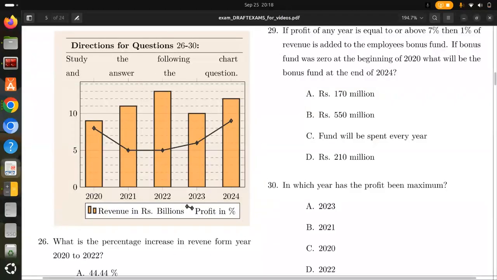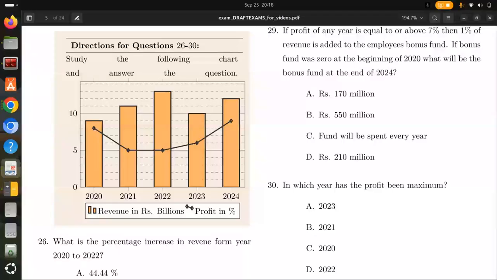So you can see a bar chart with a line chart which shows revenue in rupees billions, and the line chart shows the profit in percentage. So for all that, the y-axis is the same. Either it can be profit percentage or it can be revenue in rupees billion over different years of a particular company. Now, this is the chart, a simple chart. I will show the questions.